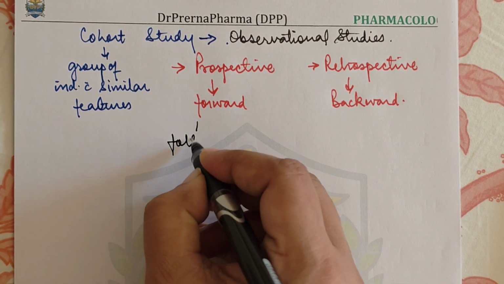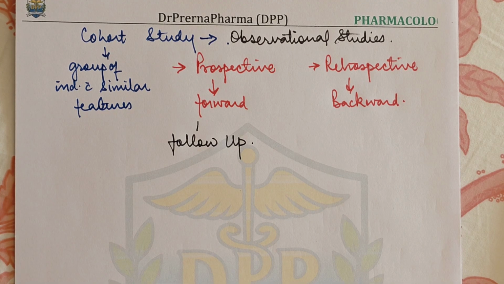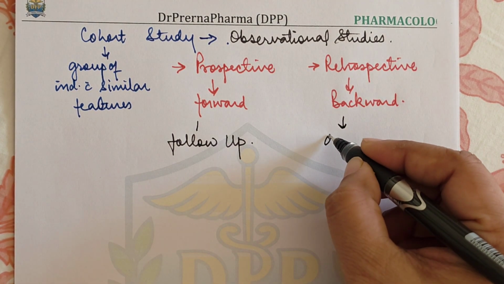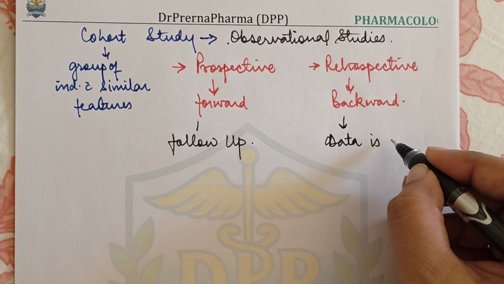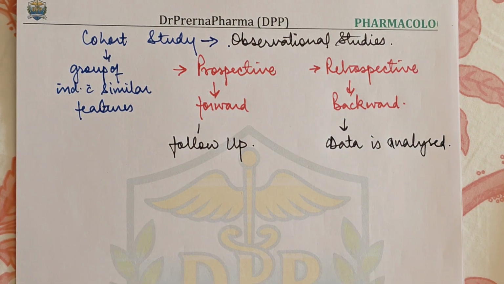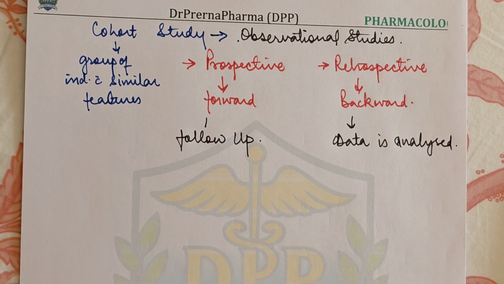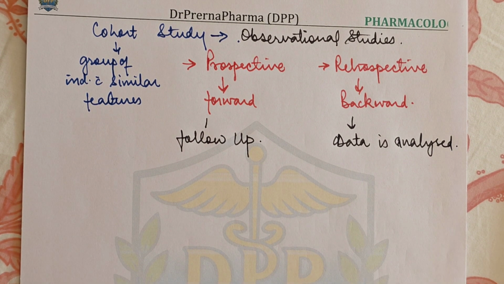So how do you do it? You follow up the patient. You see whatever side effects have come to that particular drug or not. And what is done in retrospective study? The data is analyzed. So we just go to the MRD and we analyze the data, and we see whether the particular treatment had a beneficial or a harmful effect, right? So this is a cohort study.